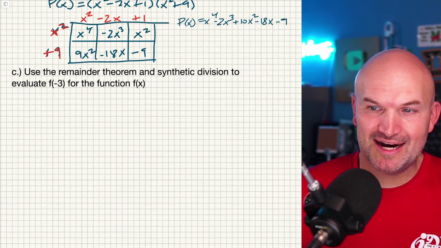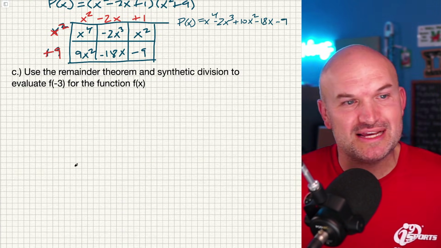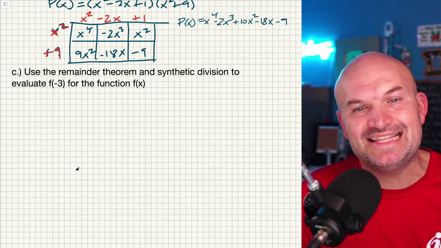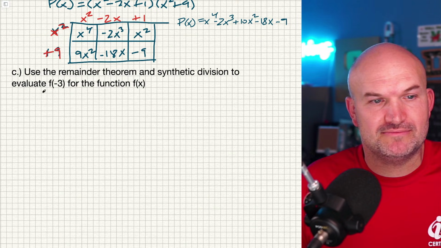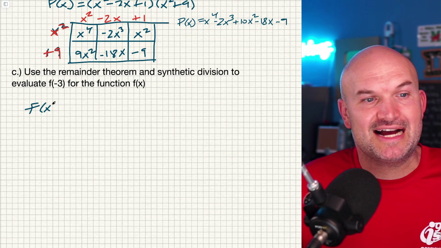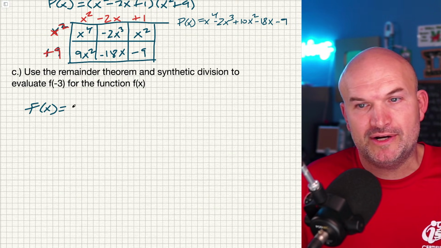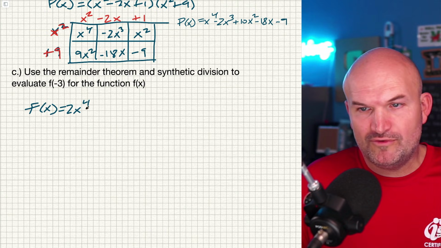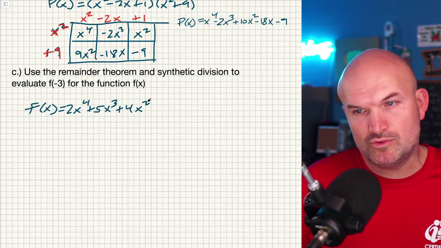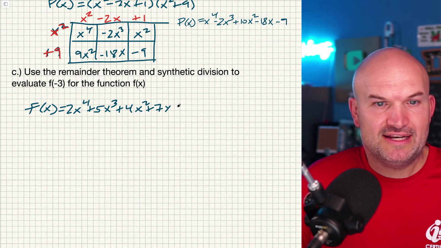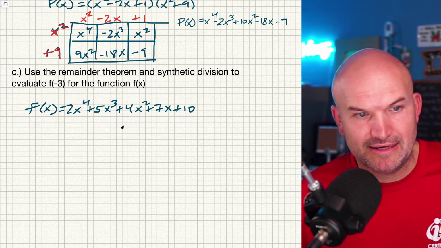All right, let's go and work on our next one with polynomials, and that is to use the remainder theorem and synthetic division to evaluate f of minus 3 for f of x. So let's take an f of x that's not going to be easy to evaluate for minus 3. Let's do 2x to the 4th plus 5x cubed plus 4x squared plus 7x plus 10. Okay.